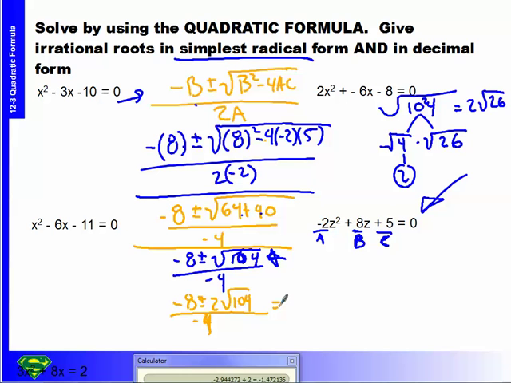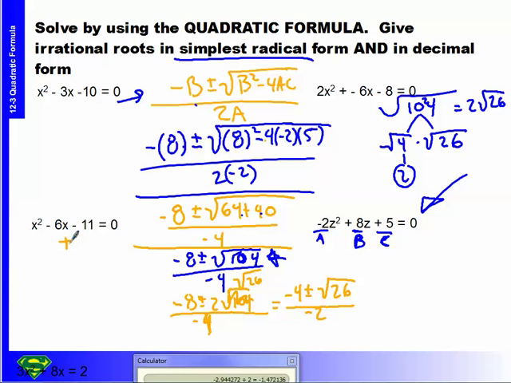So to reduce the fraction, I'd end up with, and I have to keep this negative, -8. Oh shoot, but 8 divided by 2 is not 8. 8 divided by 2 is 4. So we have -4 plus or minus 2 divided by 2 is 1. So we have the square root of, oh shoot, I'm making mistakes left and right, the square root of 26 all over -2.